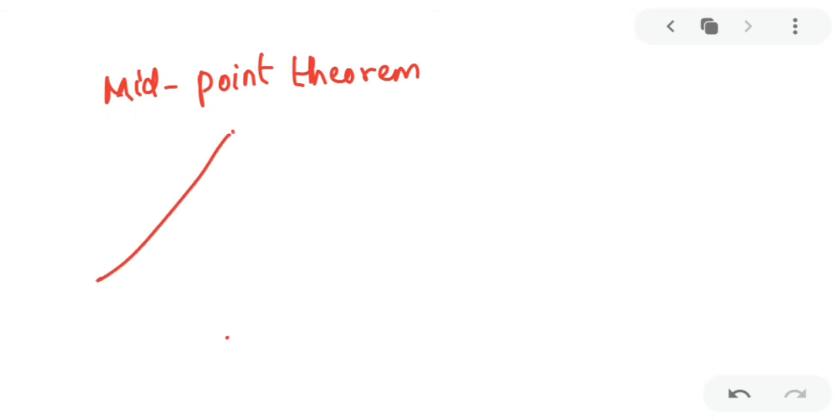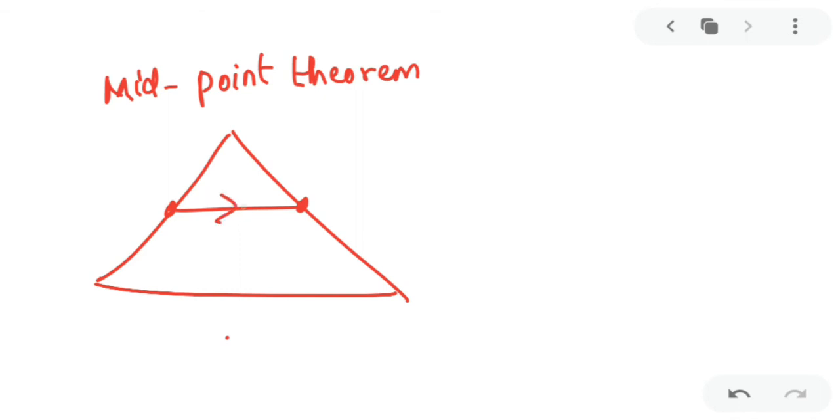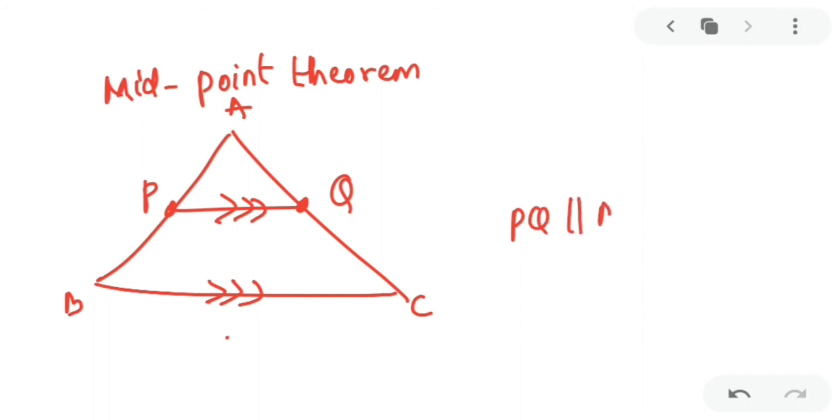My dear kids, next is your midpoint theorem. In that, if there is a line segment joining two midpoints of any two sides of a triangle, and is parallel to the third side, then it is equal to half of the third side. So if I am giving you a triangle ABC and I am saying you that P and Q are the midpoints, then PQ will be parallel to BC and PQ will be half of BC. That is the midpoint theorem.